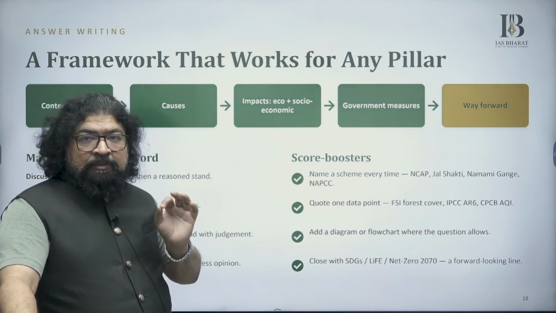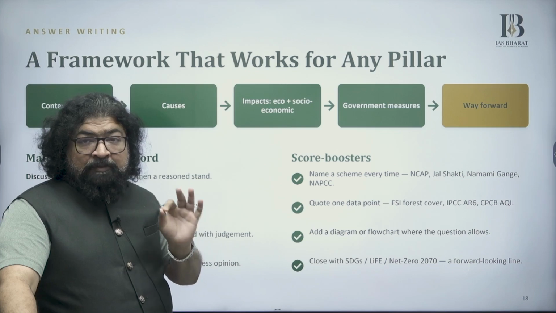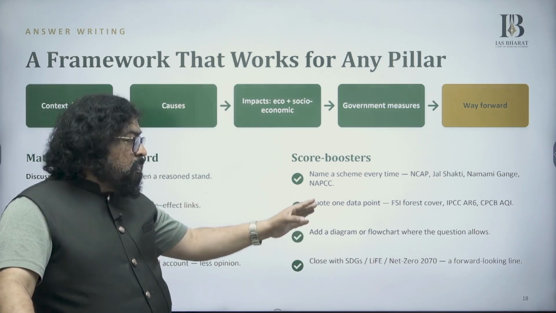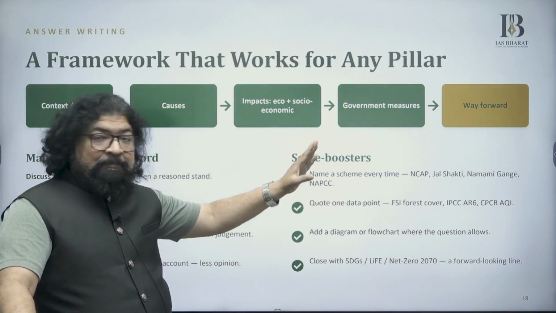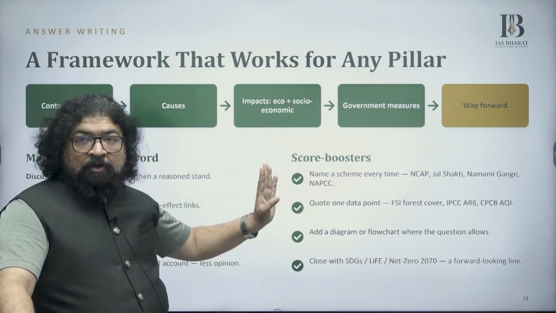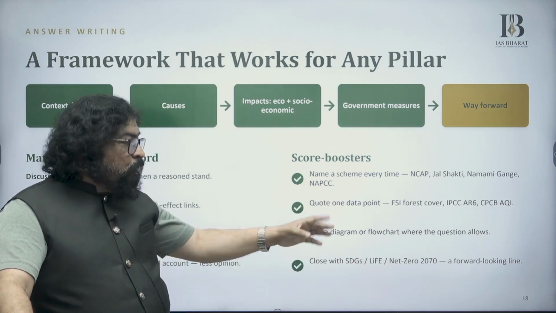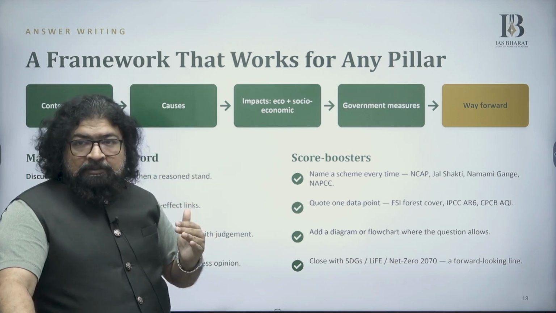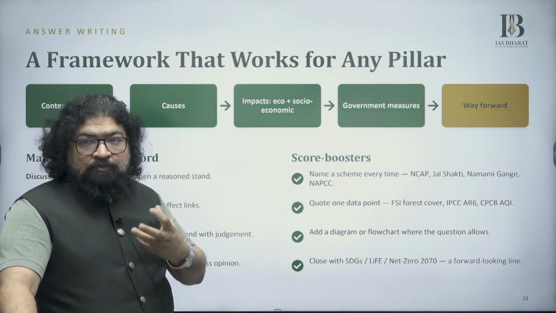Always look into some current data which you can get from PIB, or let's say the annual report of the Ministry of Environment, Forest and Climate Change. Current affairs there. Any government report, like the Forest Survey of India report or the IPCC Assessment Report 6, or whatever government initiatives have been taken. Then add a diagram or flow chart wherever the question allows. Make a flow chart, make a diagram, so that it gives more presentation value to fetch more marks.